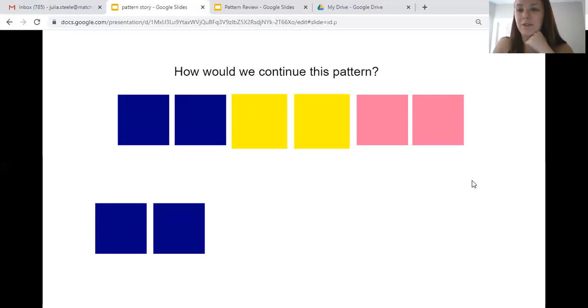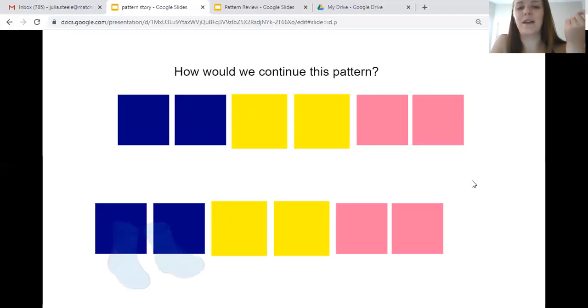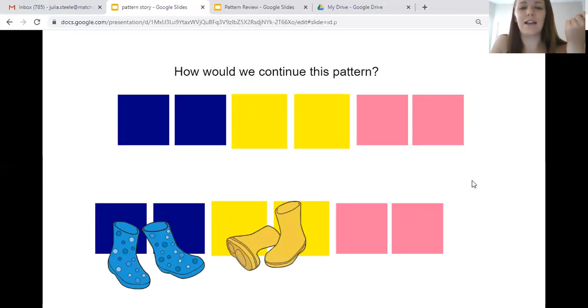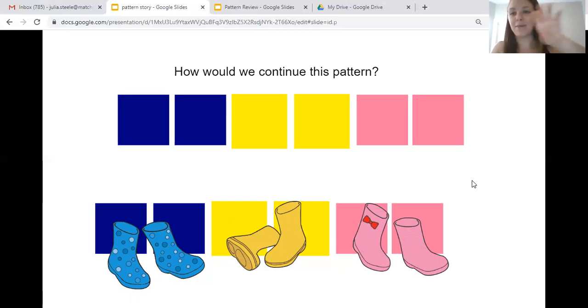What comes next after the blue? Yellow, right? Two yellows. And what comes after the yellow? Pink, right? So two pinks. So then that's just like the two blue boots, the two yellow boots, and then two pink boots. And imagine if they kept making a line of boots in that pattern. And that would be a pattern because the pattern repeats itself and a pattern makes sense.